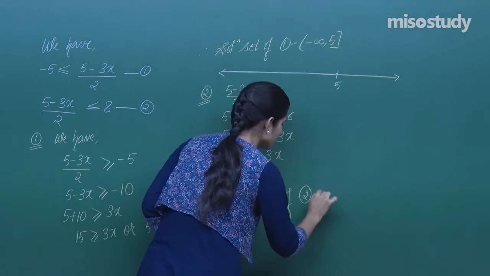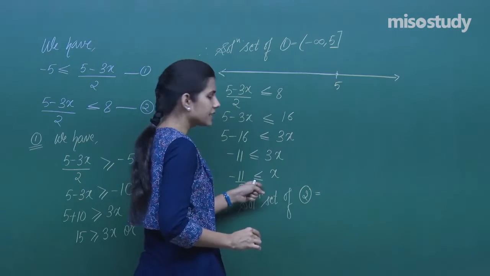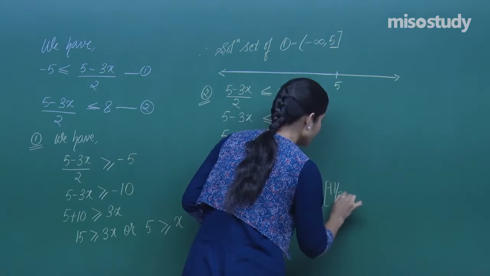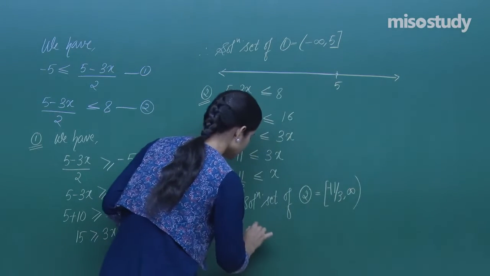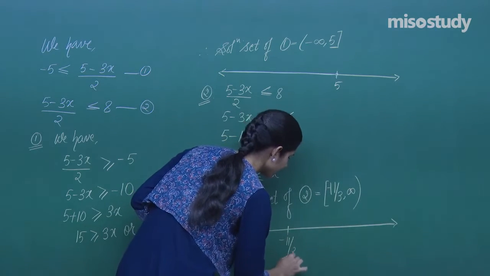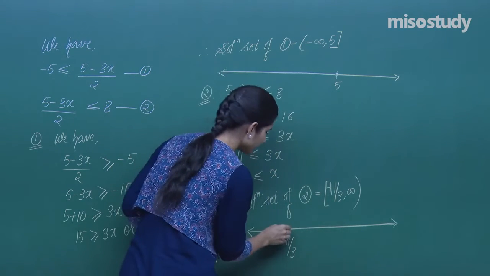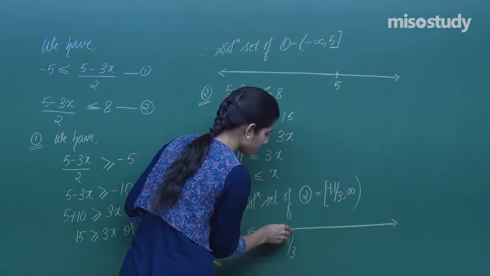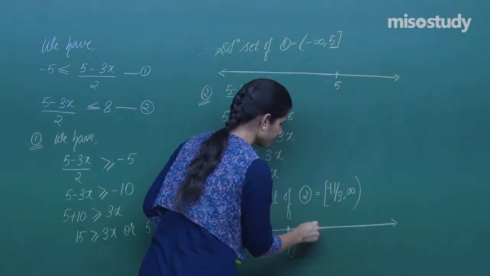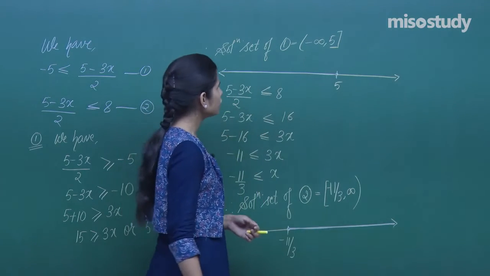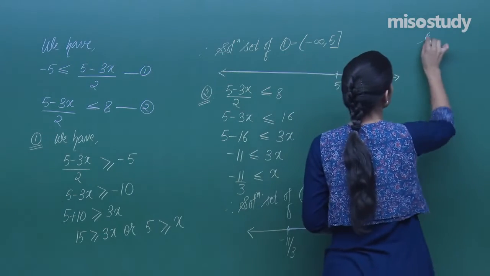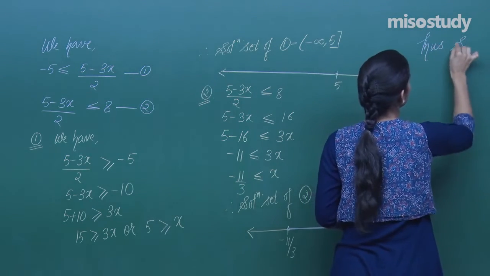And therefore the solution set of 2 is x greater than or equal to minus 11 by 3. So, minus 11 by 3 comma infinity, which on the number line, if you plot, this is say minus 11 by 3, I am including minus 11 by 3 and everything beyond it is my solution. I have found the solution set of 1, I have found the solution set of 2, I need to find the solution set of the system.